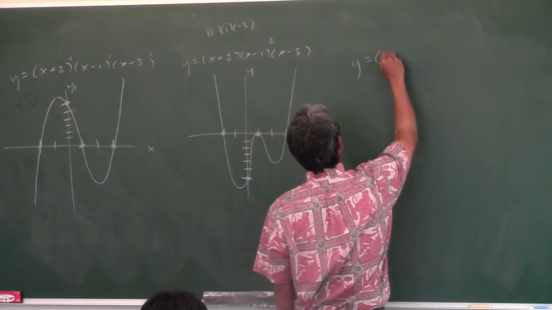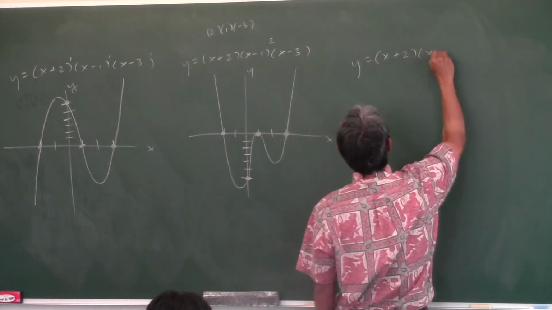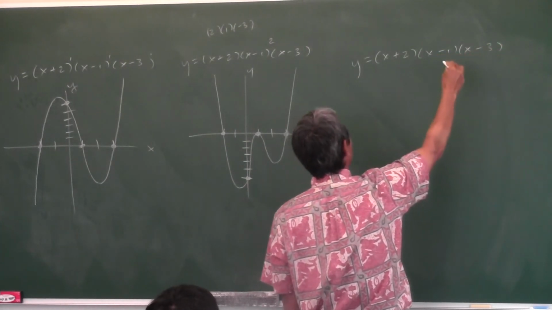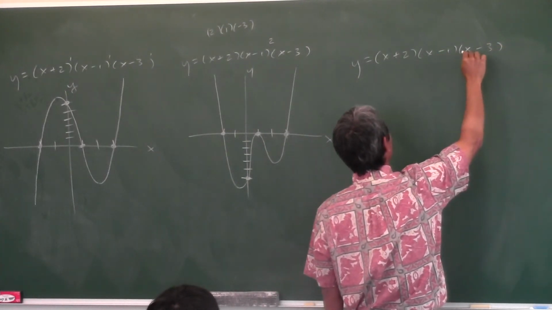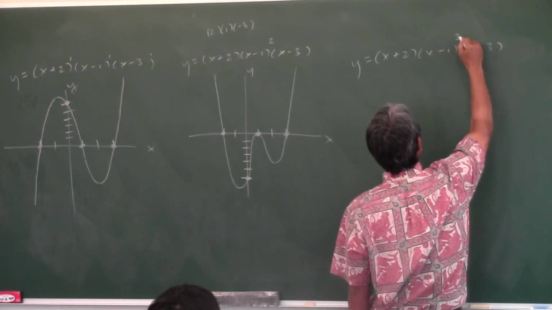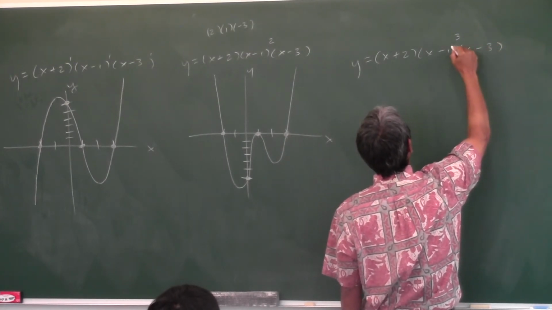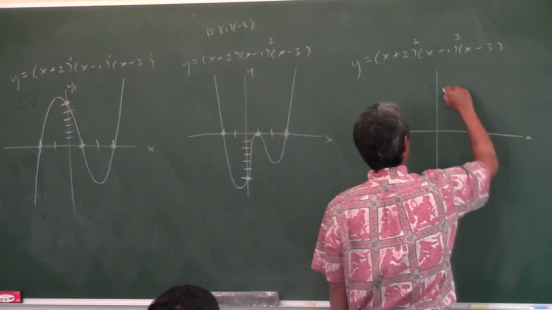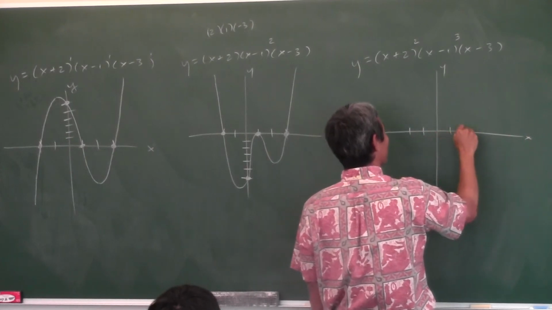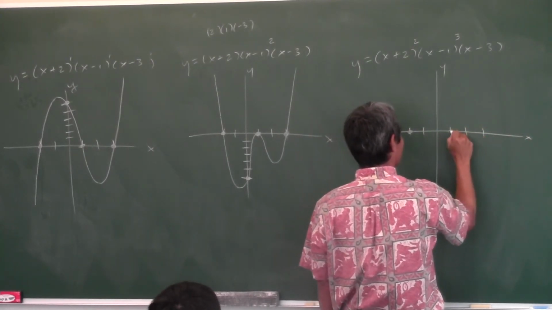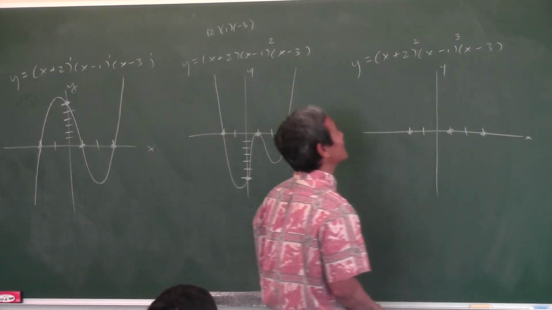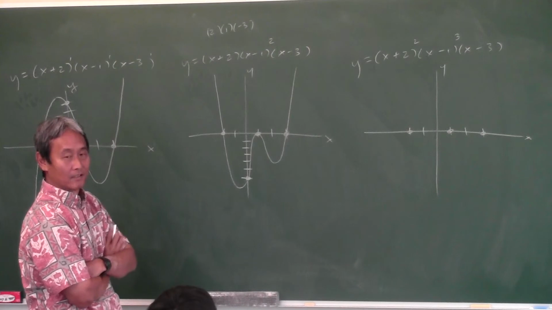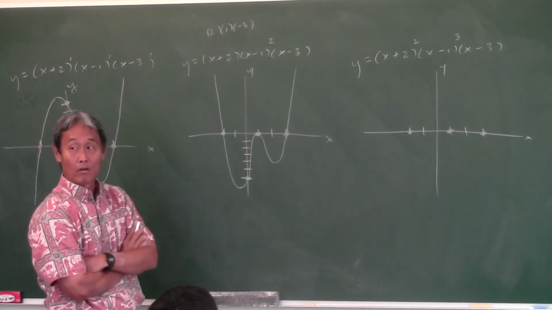y equals (x plus 2)(x minus 1)(x minus 3). Let's put a square on one and a cube on the other. Which one do you want to put the cube on? This one, and put the square on the first one. It doesn't matter, this is just an example. Are the x-intercepts still negative 2, 1, and 3? Yes. What about the y-intercept? Let's see if we can do this in our head. 12 or negative 12?